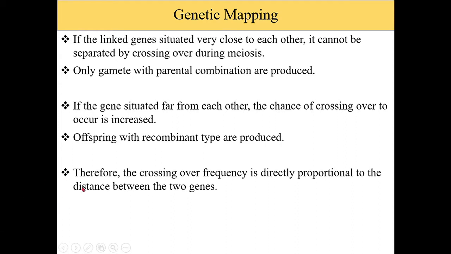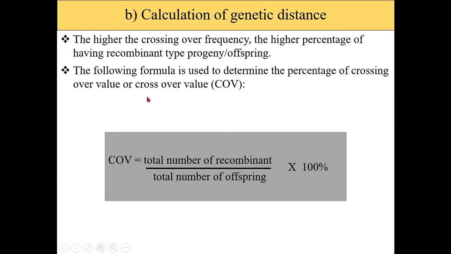So that's why, if you can see the last sentence here, the crossing over frequency is directly proportional to the distance between the two genes. So the higher the crossing over frequency, this means the longer the distance between two genes on that same chromosome. So there is a higher percentage of having recombinant type of offspring. So to find out the distance between two genes on the same chromosome, or what we call here crossing over frequency, we have this formula.